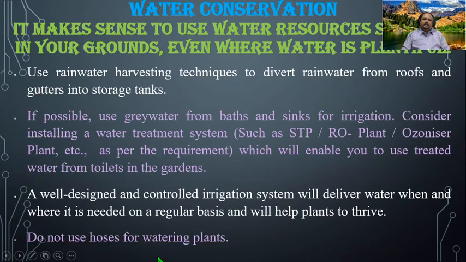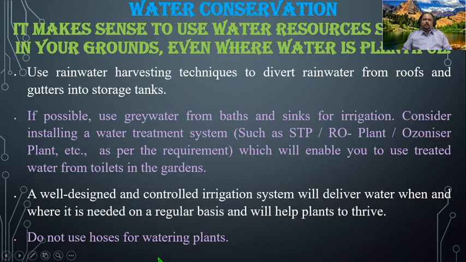Now let us discuss how it makes sense to use water resources sensibly in your grounds, even where water is plentiful. Even if we have sufficient water, even then we should not waste water. And water conservation is important at each and every place. Use rainwater harvesting techniques to divert rainwater from roofs and gutters into storage tanks. If possible, use grey water from baths and sinks for irrigation.